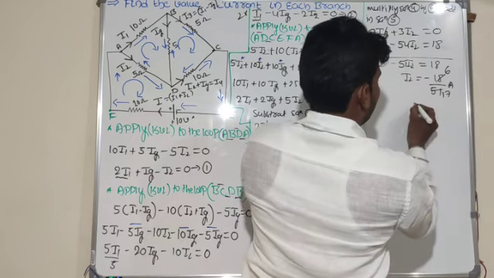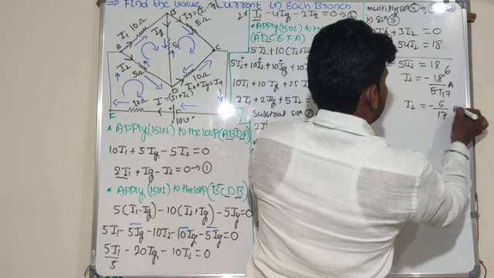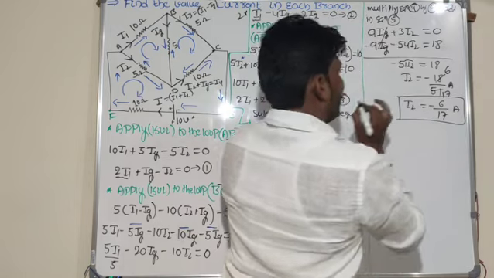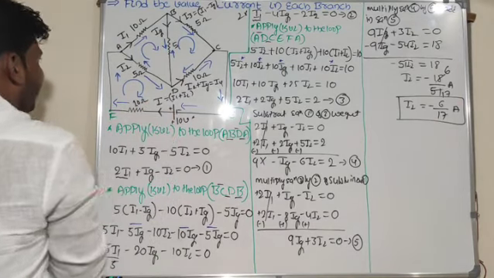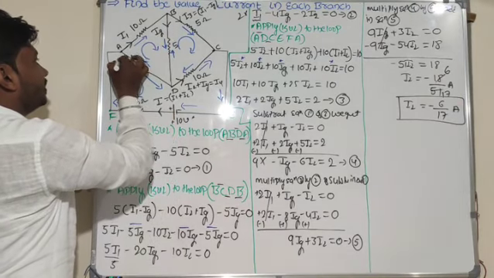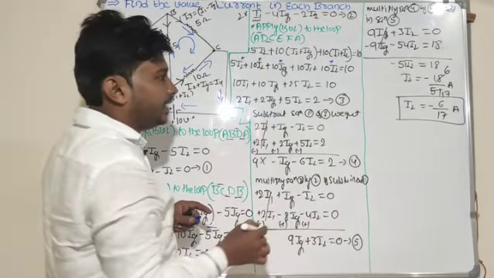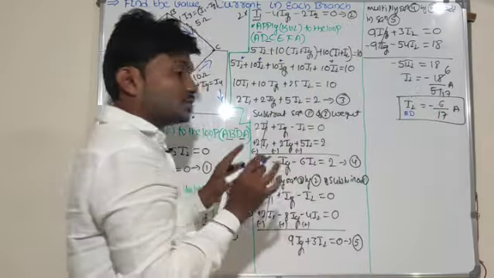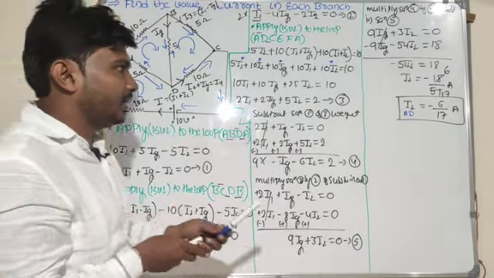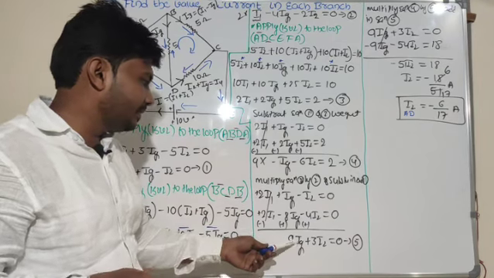I2 value is minus 6 by 17 amp. What's that I2 value here? Minus 6 by 17 amp. Now I2 means this one, between A and D. So I2 is nothing but the branch current between A and D, which I wanted to determine.